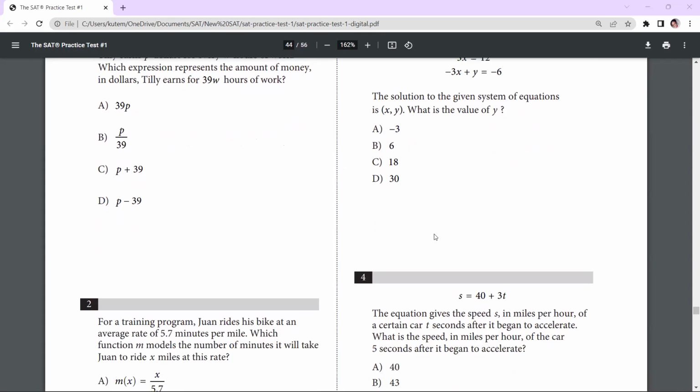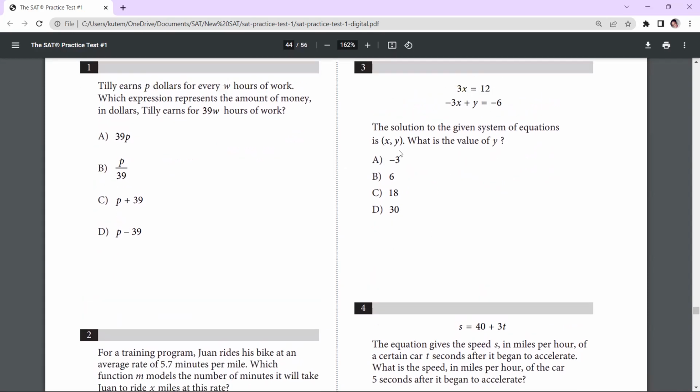The second question says the solution to the given system of equations is (x, y). What is the value of y? Before we even solve this, the first thing I want you to notice is you've been told what you're looking for. It's important to analyze how each method works: for elimination, the variable you eliminate is not the one you're finding, but for substitution, the one you make the subject is the one you're finding.